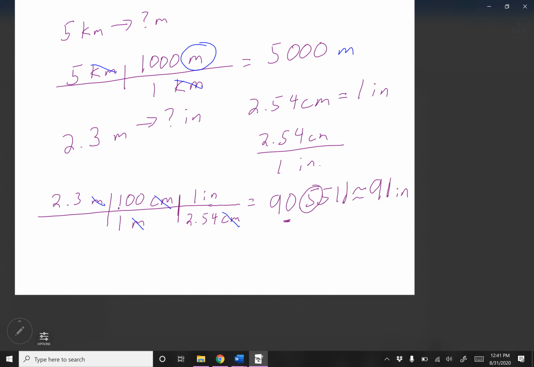And my unit is inches. Okay, sorry, that's a 1, not a weird 0. Okay, so hopefully that helps you in understanding how to use conversion factors.